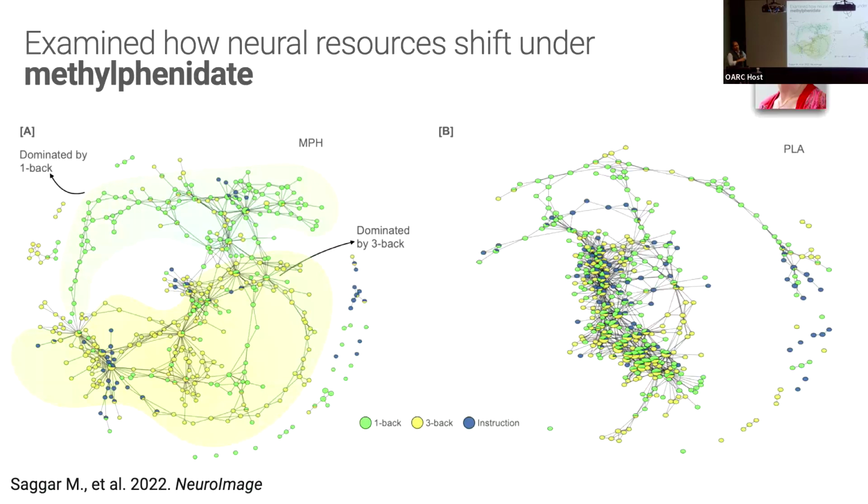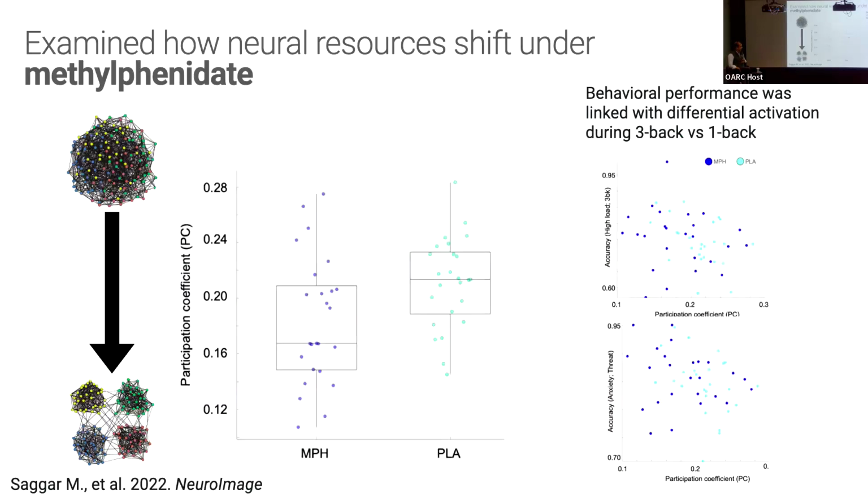We still have to replicate this as well. But the idea is that this drug is somehow efficiently allocating resources, or facilitating that. And we could see that in Mapper, which you can't see in a GLM result or something like that. You can quantify it using some kind of participation coefficient, where a high value means everything is integrated and a low value is when they're segregated. And we found MPH was more segregated across task conditions, and that was also related to behavior improvement.